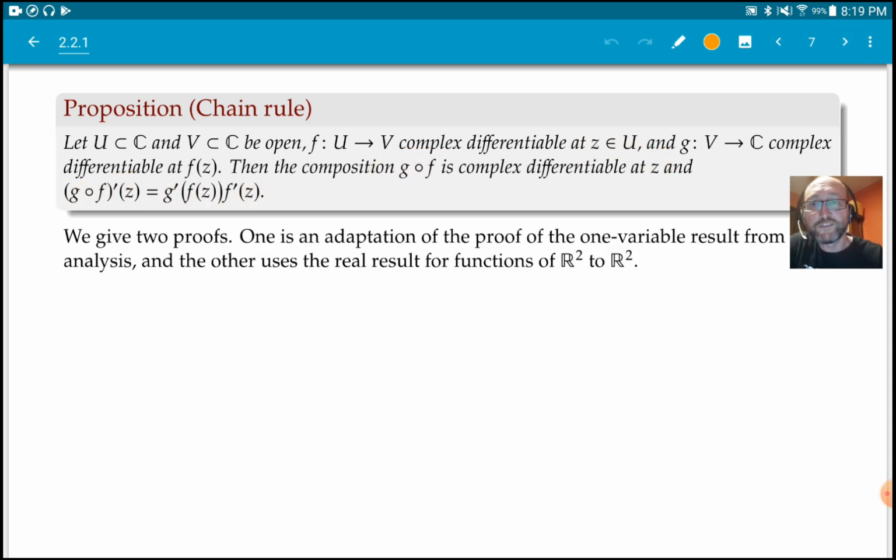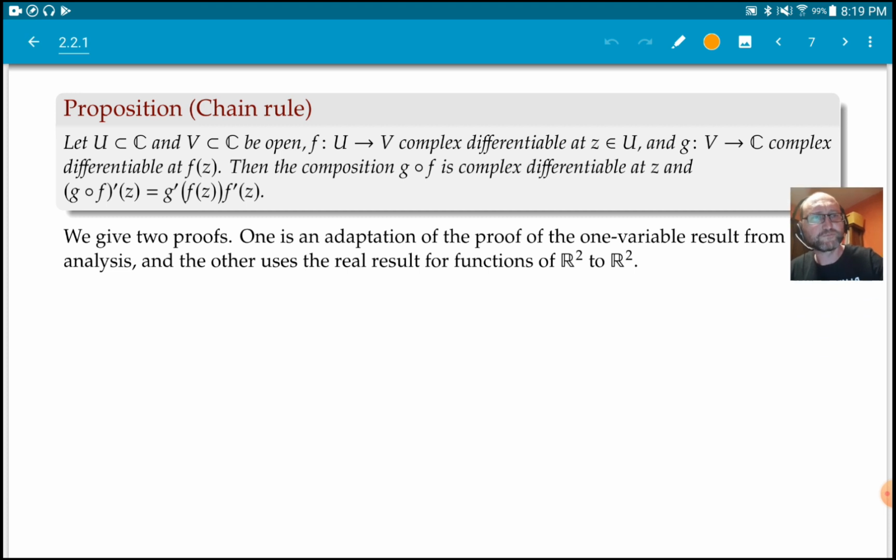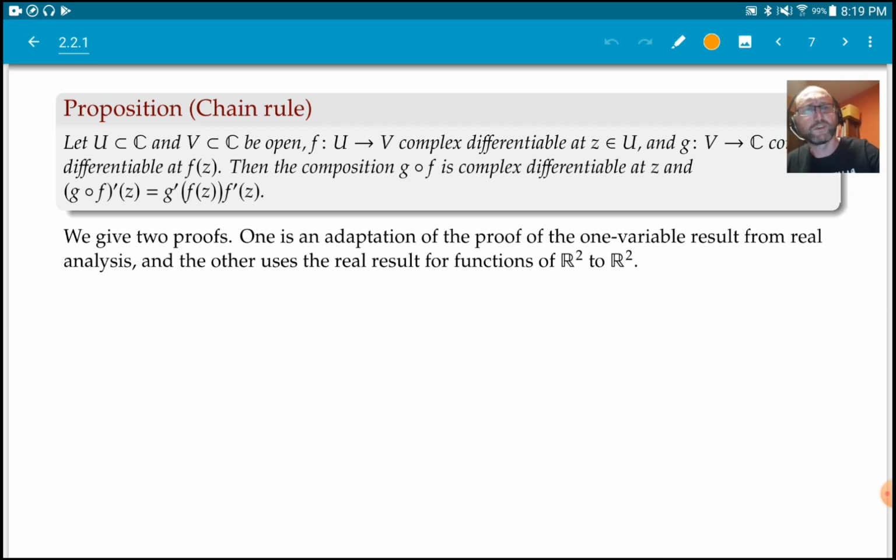All right. So we give two proofs. One is an adaptation of the proof from the one variable result, and it's useful to see how that works, and it works without referencing anything about differentiable functions of several variables. But then we give another proof, which uses the several variable version, and both are actually useful to know. All right, so let's look at the first proof.